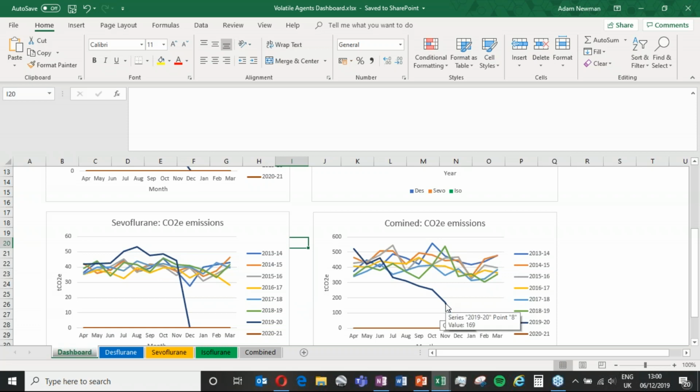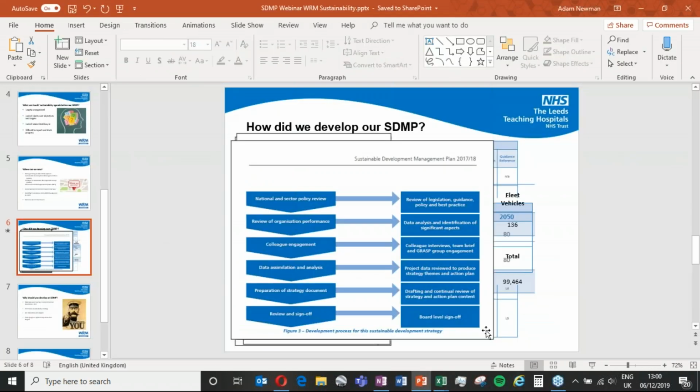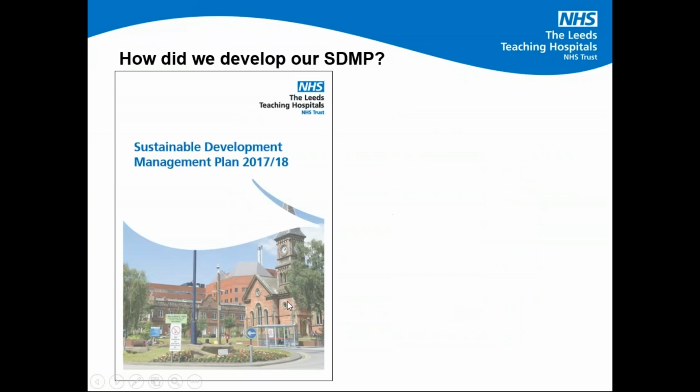Really, really good example of a behaviour change campaign, clinicians taking the initiative, showing that there are people outside of the estates and facilities, outside of the sustainability team, who've got a real drive and a real motivation to impact sustainability within the trust. Finding this through colleague engagement, reporting it and capturing it all within your sustainability plan, absolutely vital. And a really good case study there. Happy to share information on that with anyone who's interested.